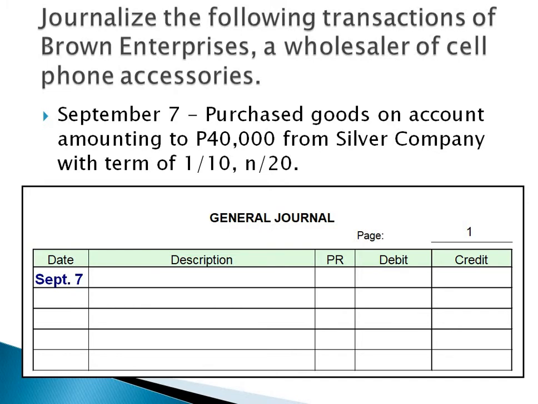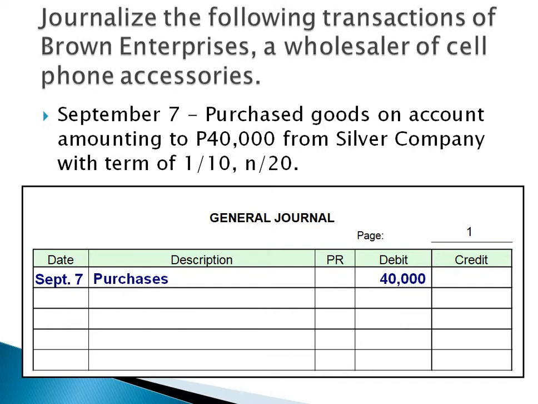What is the normal balance or increased side of purchases? Debit. So debit purchases. For how much? It says here, purchase goods on account amounting to 40,000 pesos. So 40,000 must be the amount of the debit to purchases.